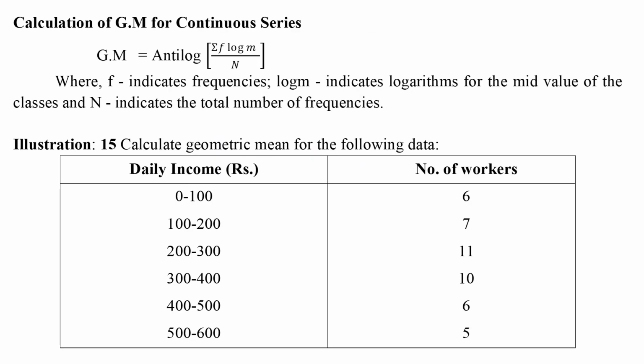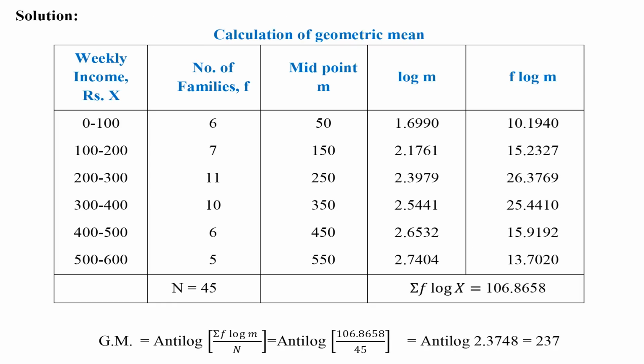Calculation of GM for continuous series. The formula is mentioned here, where f indicates frequencies, log(m) indicates logarithms for the mid-value of the classes, and n indicates the total number of frequencies. The illustration is related with daily income of workers. It's noted from the table that the first column is variables, here it's income, and the second column is frequencies, here it's number of families. In the third column, the midpoint of each variable should be written. For example, the midpoint of 100 to 200 is 150. It's calculated by adding 100 to 200 and dividing by 2.